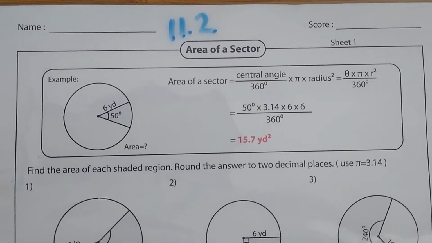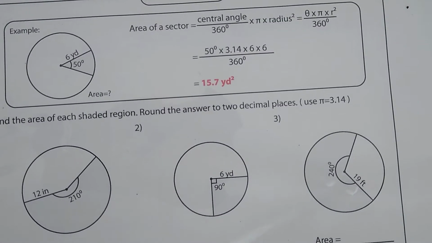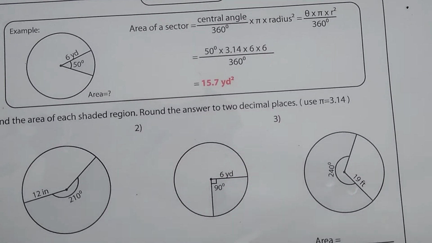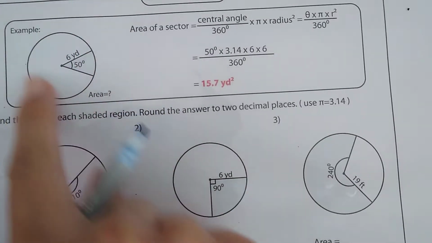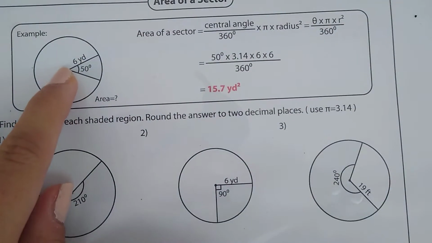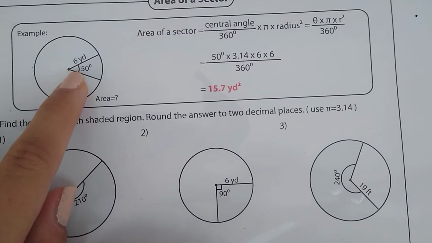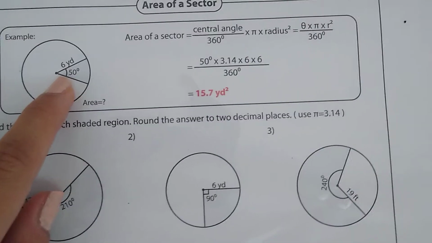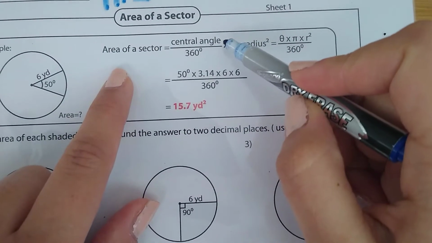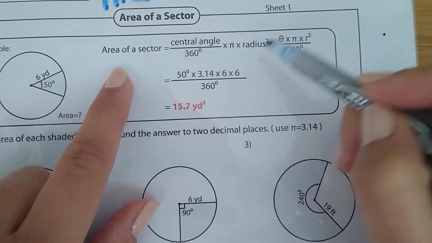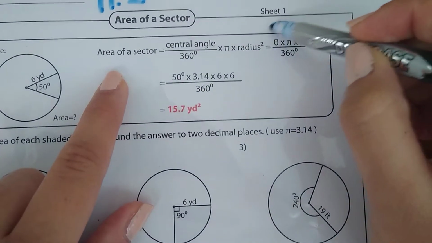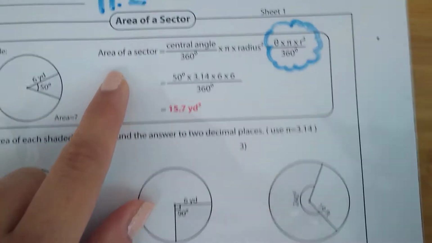Okay guys, welcome back. So for this worksheet, we're going to go ahead and work on the set of examples in terms of finding the areas of the sectors. Now here they have an example that they did for us with the given radius of 6 yards and the central angle here is 50 degrees. They're giving us the formula once again. So the area of a sector is equal to the central angle over 360 times the pi r squared. And this is in general terms what we're going to be doing.